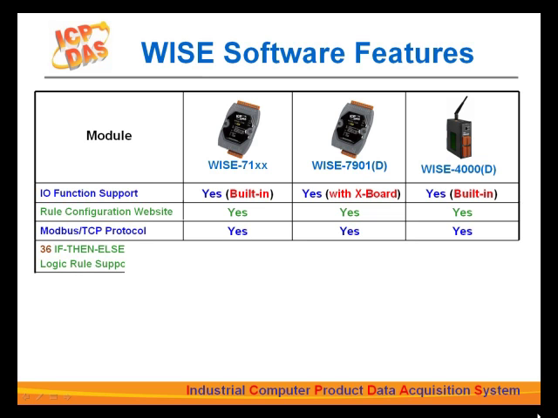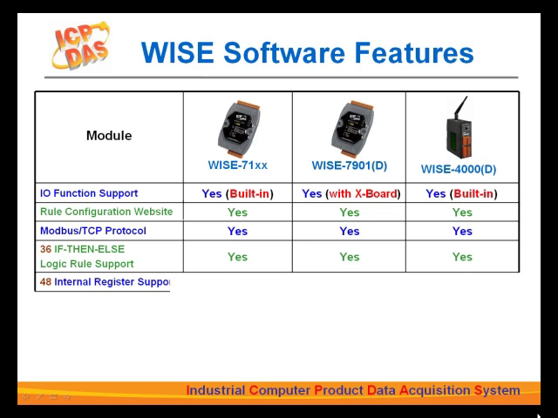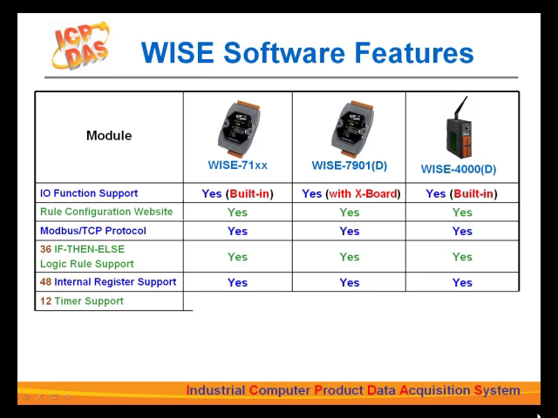They all offer up to 36 if-then-else rules for implementing control logic. Each rule allows definition of 3 if conditions. You can define logical AND or OR operators between 2 if condition expressions. Each rule allows you to define 3 then actions and 3 else actions as well. All WISE series provide 48 internal registers. They support 12 timer groups for timing functions.